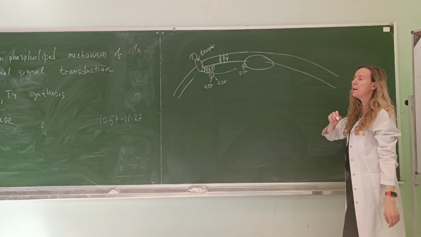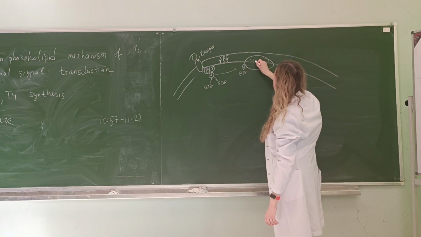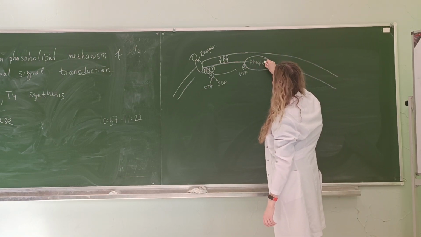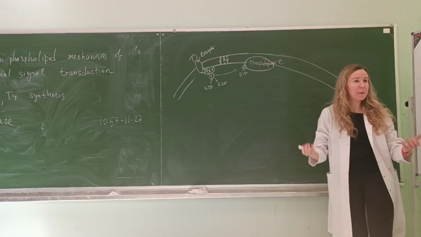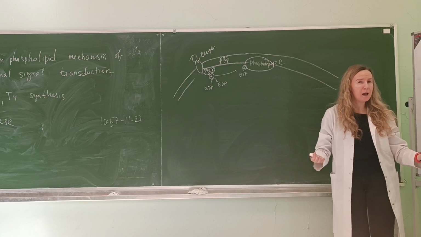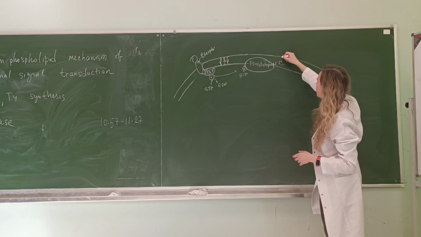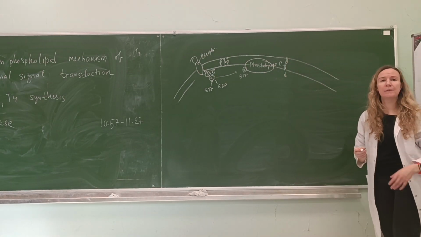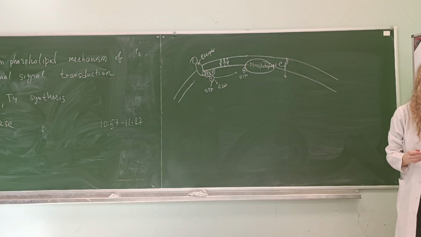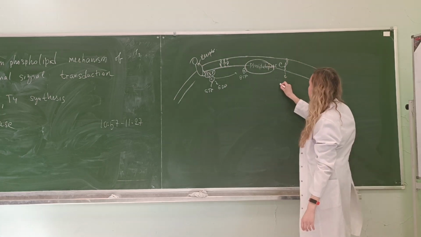activates an enzyme in our membrane. It's called phospholipase C. Phospholipase is an enzyme that hydrolyzes our phospholipids. So in the structure of our membrane, we have phosphatidylinositol biphosphate. This is the name of one of the phospholipids.